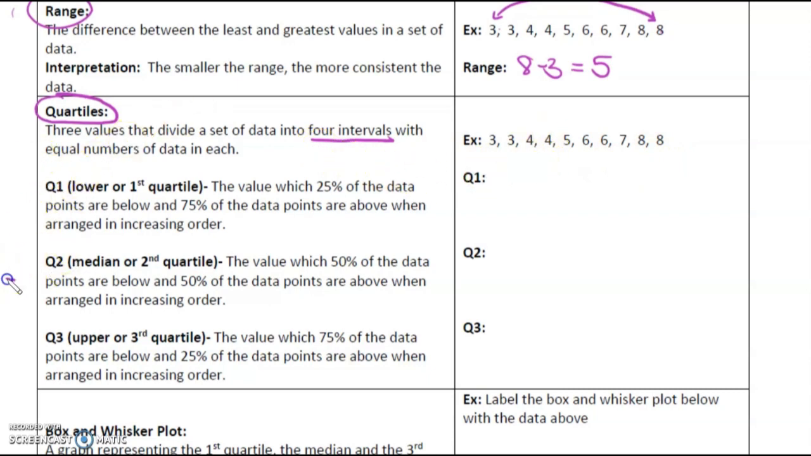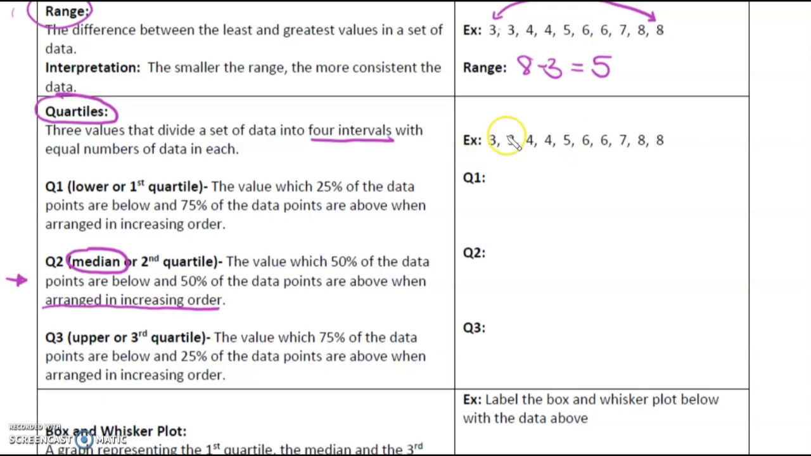I'm going to explain quartile 2 first. This is the median. We already talked about the median. That's one of our measures of central tendency. This is also known as the second quartile. This is when 50% of the data lies below that number and 50% of the data lies above that number, obviously when arranged in increasing order. We did that for median and mode, just as a reminder.